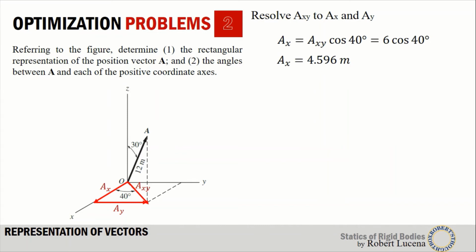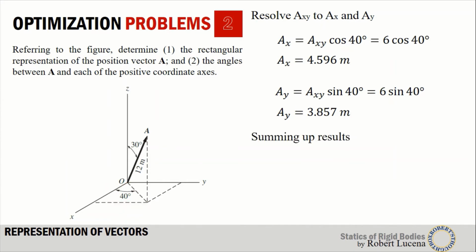So if we have the value of AXY as 6 meters, we can solve by trigonometry the value of AX, and that is 6 cosine 40, that is 4.596 meters. And also AY, we use the sine function in this case. So AXY times sine 40 gives AY, and that is 6 sine 40, we get 3.857 meters. So summing up the results, we have AX equal to 4.596, AY equal to 3.857, and AZ equal to 10.392 meters.